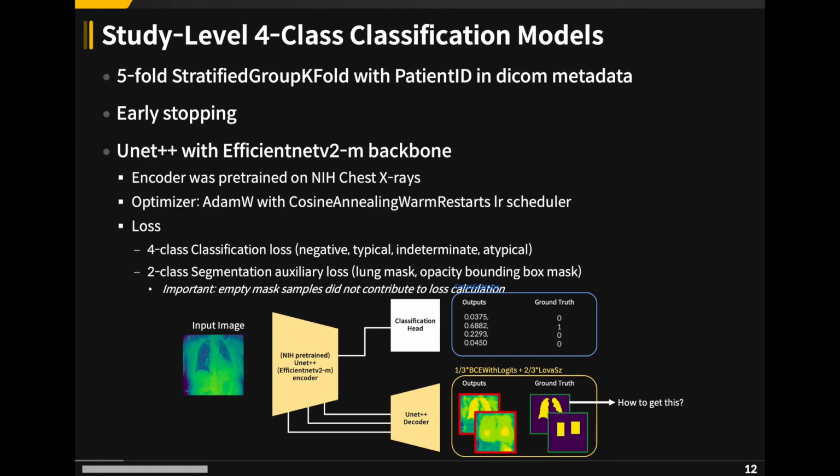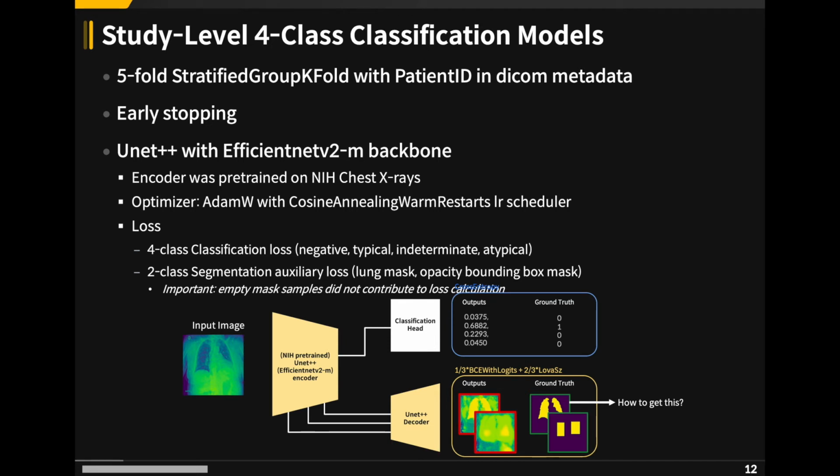And next, training details. Let me begin with the study level four-class classification models. We train EfficientNet version 2 and a Swin transformer. We cross-validated with stratified group 5-fold. All training epochs are decided by early stopping.